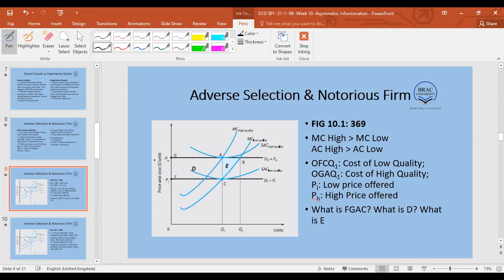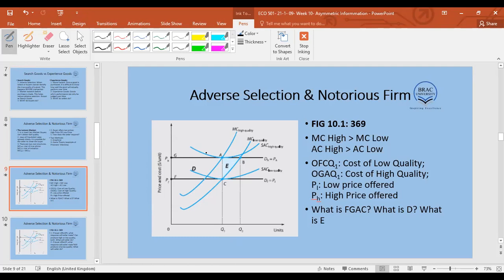PH. Seller has two options to choose from. If the seller decides, I'm a very good person, I don't cheat people, he has offered me a high price, I'm going to give him a good quality phone. Okay, then what happens? Seller will have to operate on this cost curve.